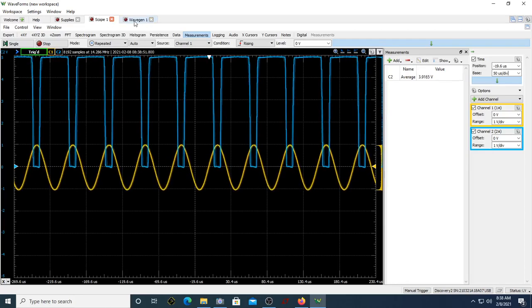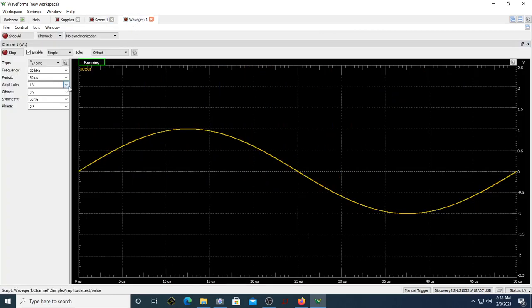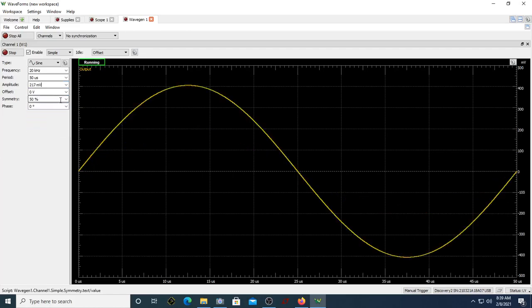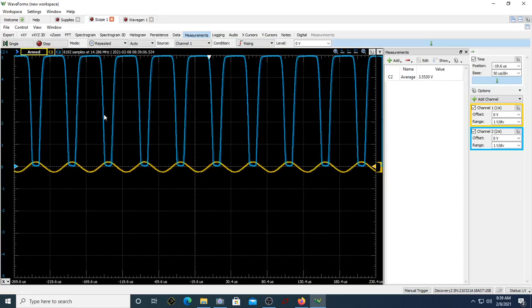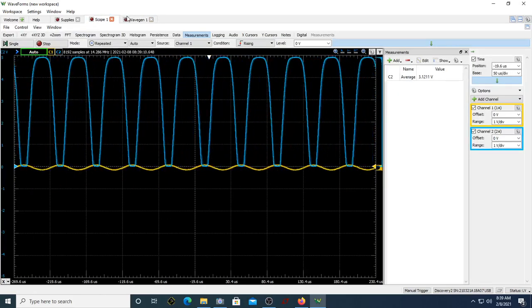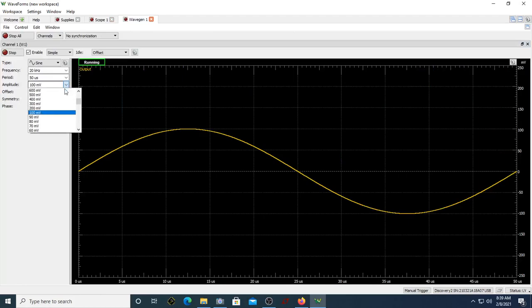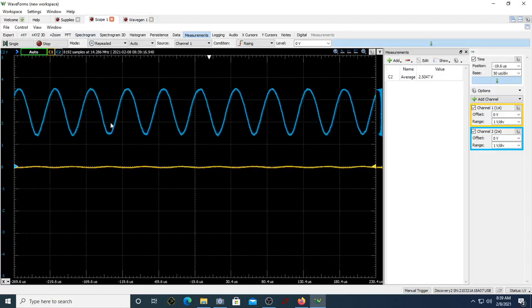Okay, coming back to your output waveform. The output is expected to be a sine wave. It's not coming like a sine wave. It is purely because you have not applied an input voltage of the desired amplitude. Let me reduce the amplitude to a lower value, maybe 100 millivolt, and try to see. Still I'm not getting it, it's still not a sine wave. So I'll further reduce it to maybe 20 millivolt. Okay, now you are there.